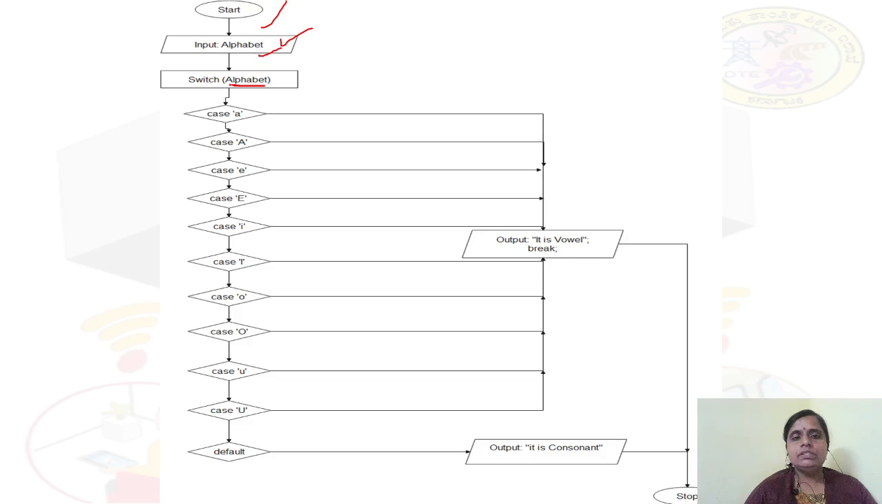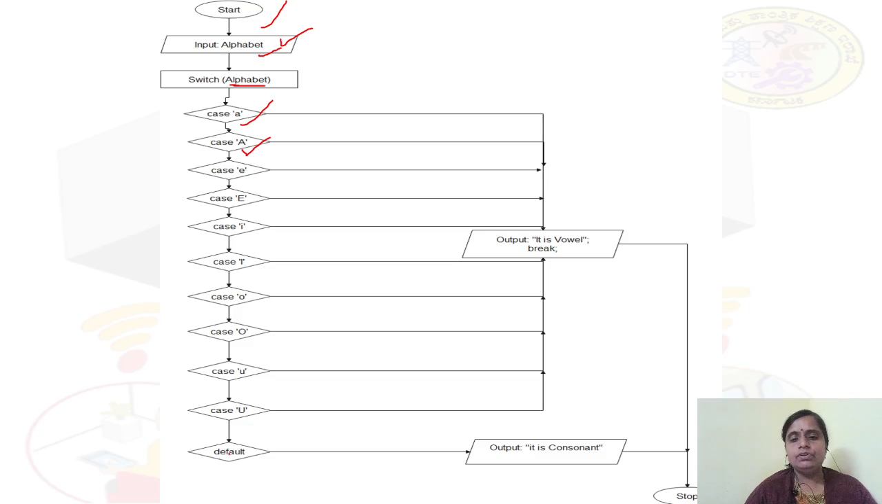Okay, so in the switch, this alphabet is itself a constant which we are going to compare with all the cases. So we take this alphabet and start comparing with all these cases present here. This is a pictorial representation for the switch statement. So this alphabet is compared with all the cases. When it matches with any one of these cases, then we directly write it as a vowel and we break it. Why we need to break is, it should not execute the default, isn't it?